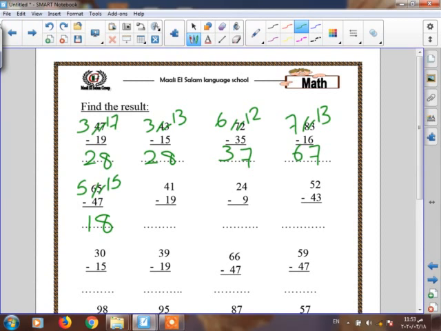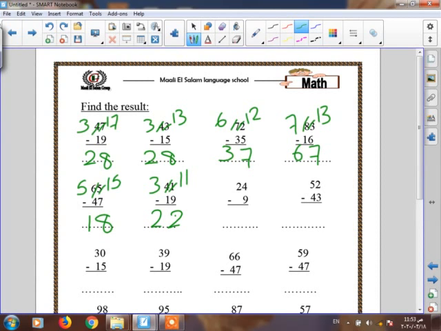41 minus 19. I start from ones. 1 minus 9. No, we can't. Borrow 1 from 4. 4 becomes 3 and 1 becomes 11. 11 minus 9. After 9: 10, 11. How many? 2. Tens minus tens. 3 minus 1 equals 2.